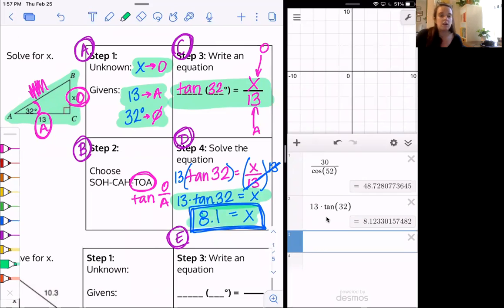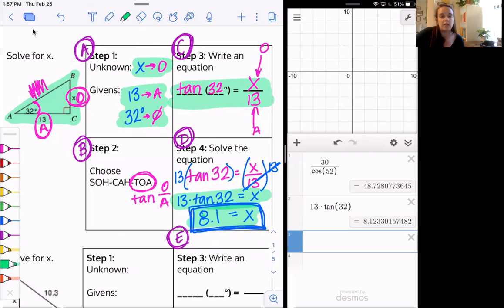Okay, my humans, if you're stuck in this section or this section, can you tell me? You can either come off mute or you can tell me in the chat. Tell me where you got stuck. Or if you got stuck in D, tell me where you got stuck.